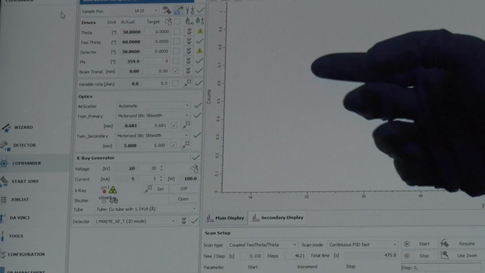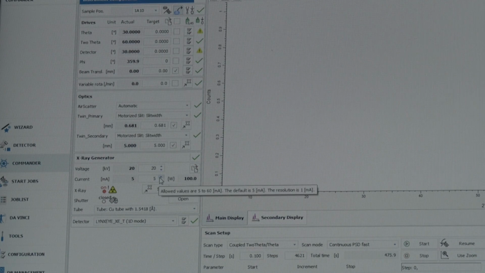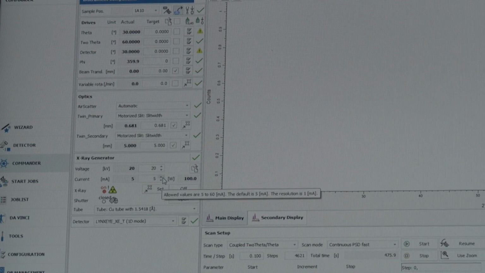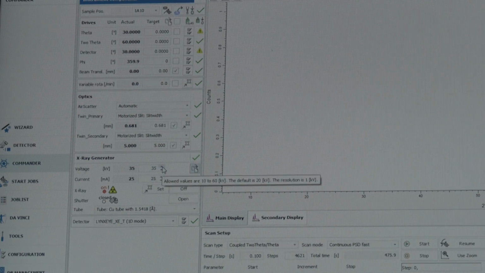This is the commander software that controls the operation of the XRD machine. Here you can see that the X-ray source is on and the shutter is closed till the process starts. First, we need to set the voltage and the current for the X-ray source. We will set the voltage and current to 40 kilovolt and 40 milliampere respectively by increasing the voltage and current values alternately with increments of 5 units at a time to prevent damage to the X-ray source.